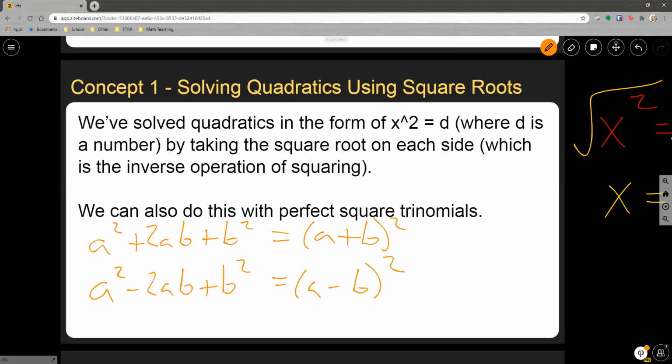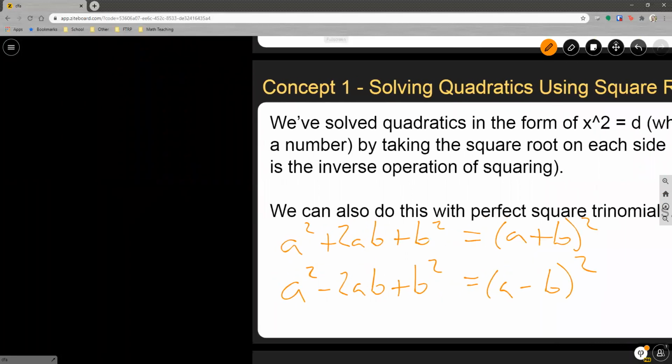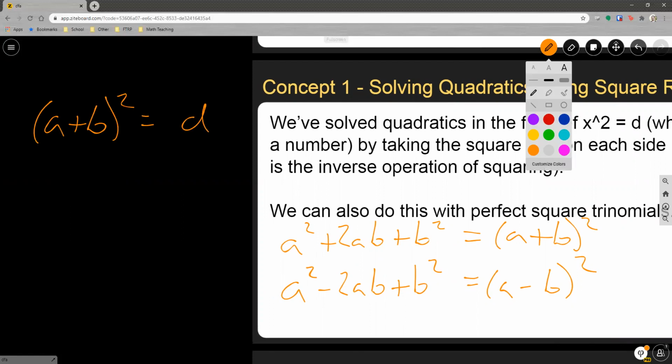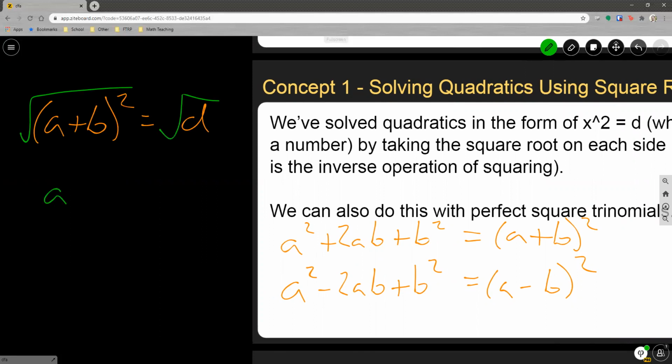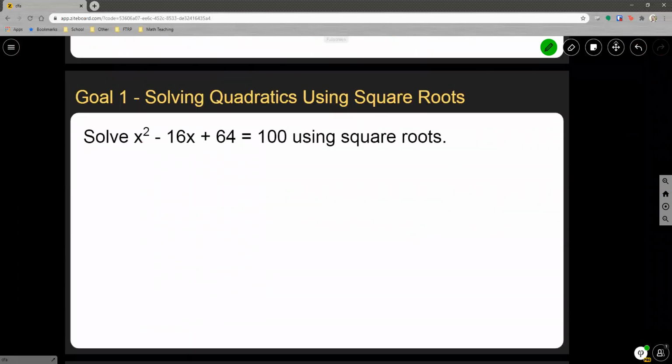Squares on the outside. With these perfect square trinomials, that means I can solve something. If I've got something in this format, (a plus b) squared equals d, whatever d is, I can go ahead and take the square root on both sides, and I'll end up with a plus b on the left is equal to plus or minus the square root of d on the right. So if that's a little abstract, don't worry. We're going to do the problem here to kind of figure it out.